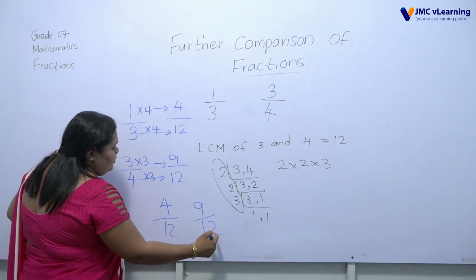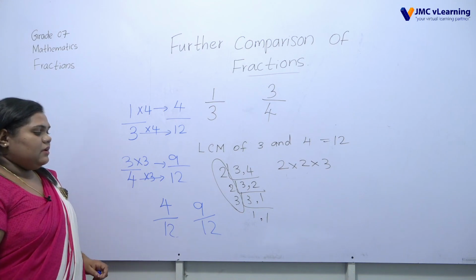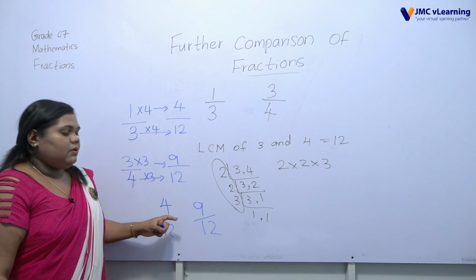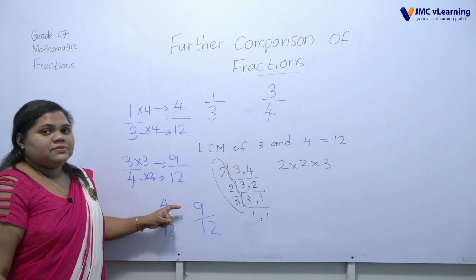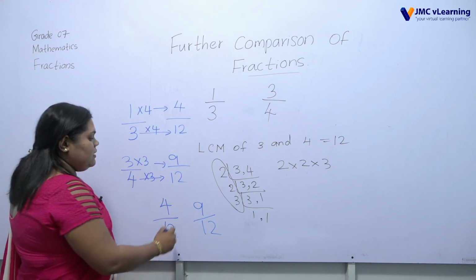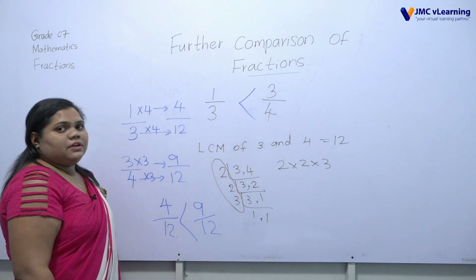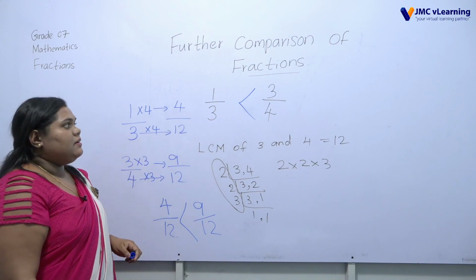Okay. Now the denominators are the same. So you have to think about the numerator. Okay. The larger numerator gives the larger fraction. It means 3 out of 4 is the larger fraction. 3 out of 4 is larger than 1 out of 3.